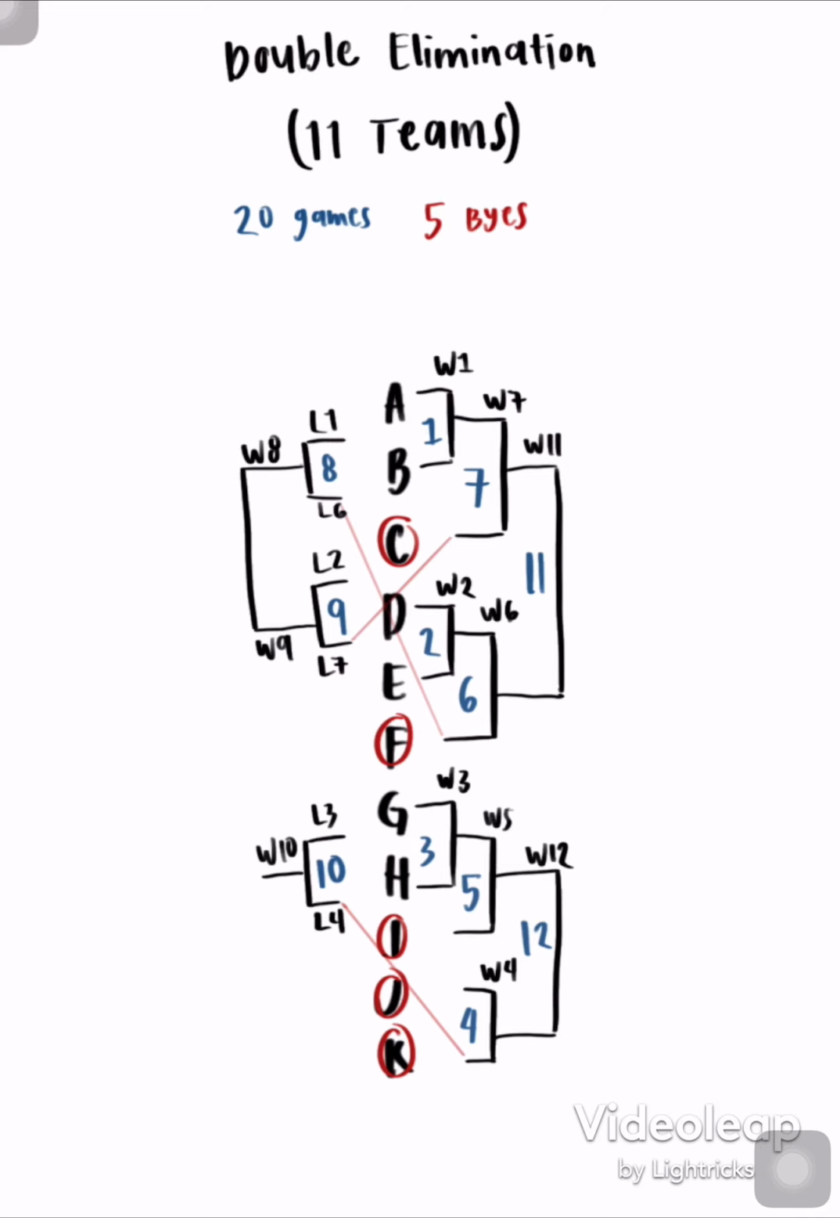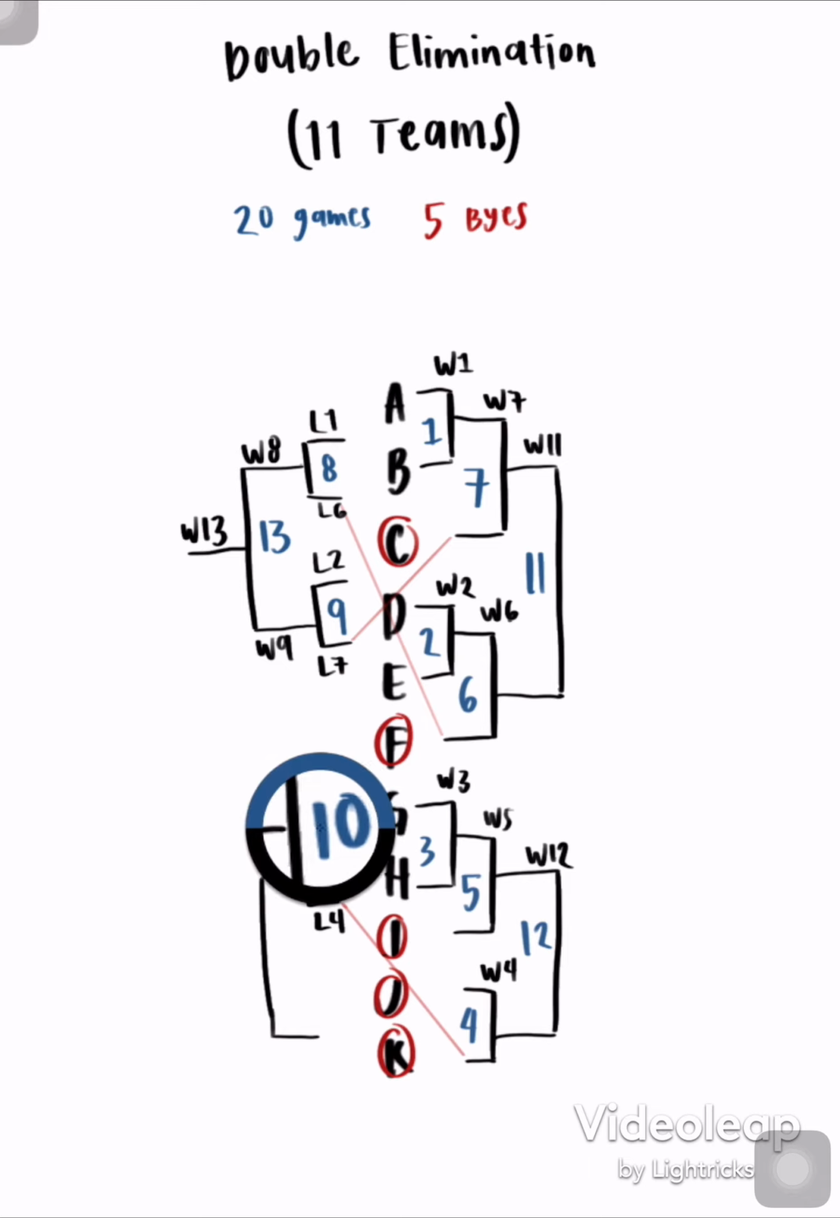So over here in the losing side, our game 13 will be between winner 8 and winner 9. And then again, there's going to be a winner between the two, and we label them as winner 13. And then winner 10 will be competing with the winner from game 5. So this will be our game 14.